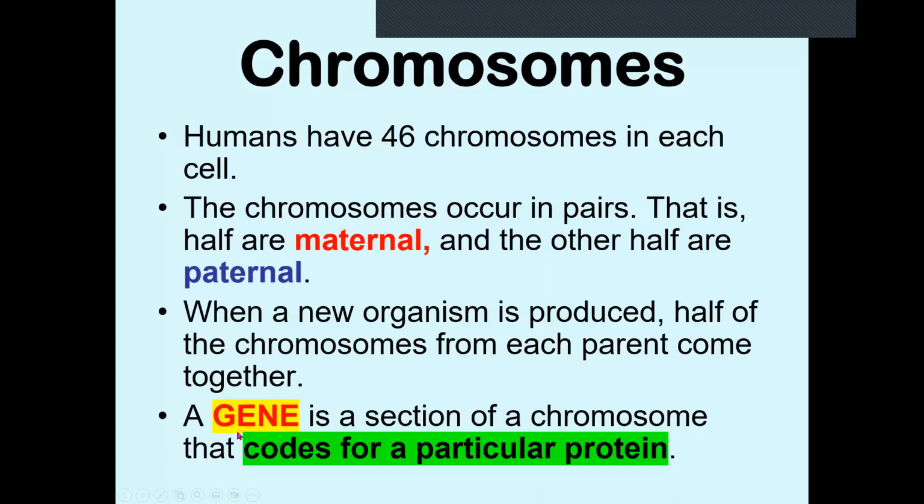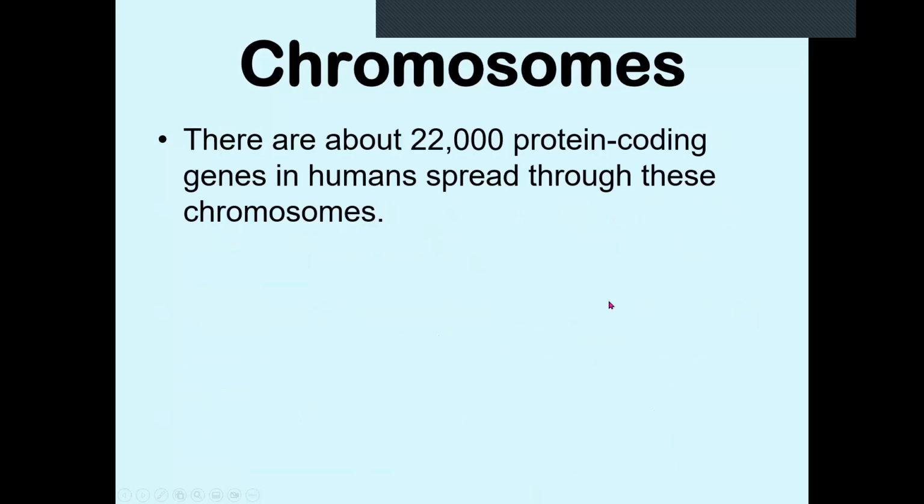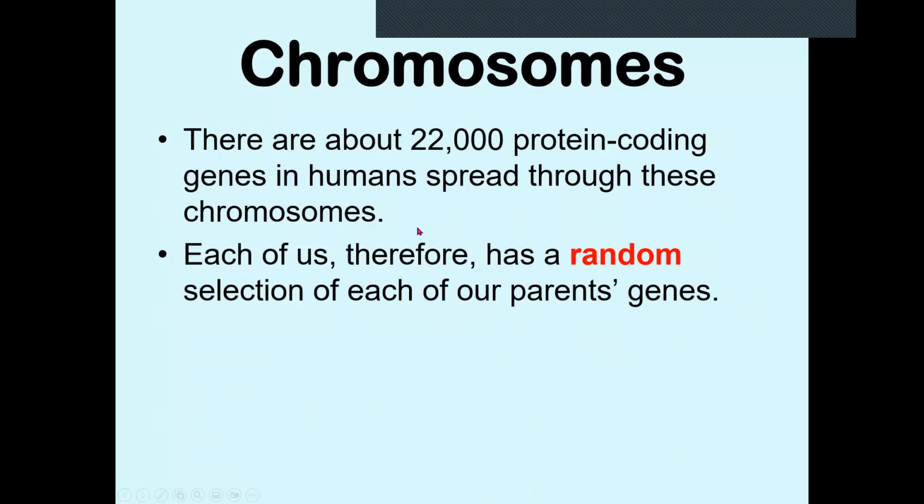A gene is a bit of the chromosomes, and that codes for a particular protein. That's a repeat. That's an important statement. So we have about 22,000 protein coding genes for the 100,000 proteins. And these genes are spread through the 46 chromosomes.